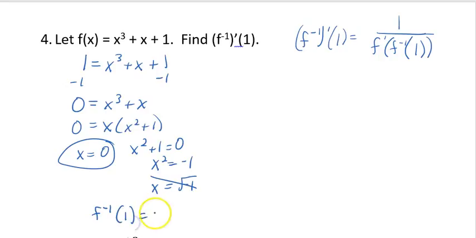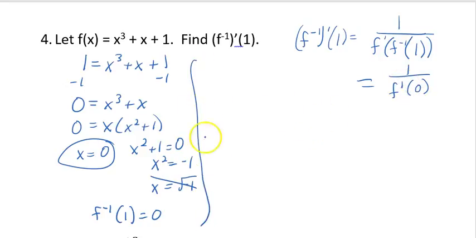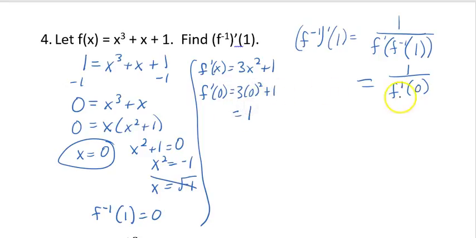So obviously f inverse of 1 is 0, because when y was 1, x was 0. So I'm going to take that and plug that in. Now I have 1 over f prime of 0. And this is a little easier to find because we're familiar with finding the derivative at a point. So I'm going to take the derivative of the function, which would be 3x squared plus 1, and plug in 0. So f prime of 0, 3 times 0 squared plus 1, is 1. That means this denominator is 1, so my answer is 1.